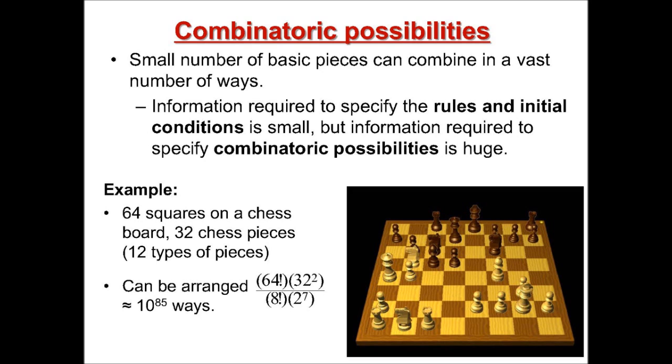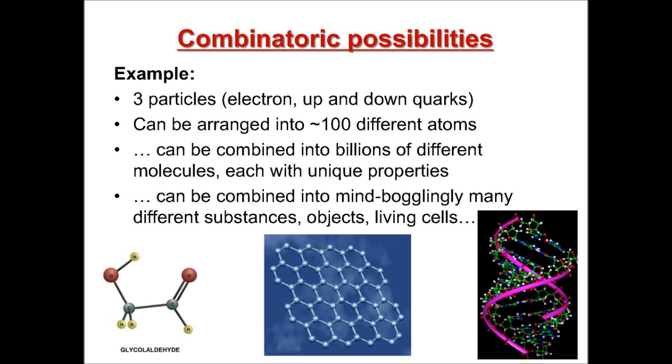So, chess: 64 squares, 32 pieces, 12 types of pieces, 10 to the 85 different ways you can arrange those chess pieces. So the combinatoric possibilities information is vastly larger than the information required to specify the rules of chess.